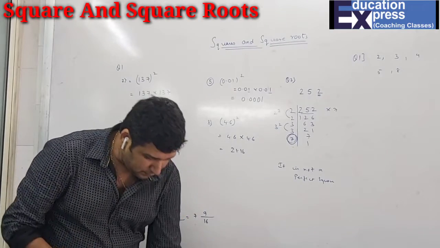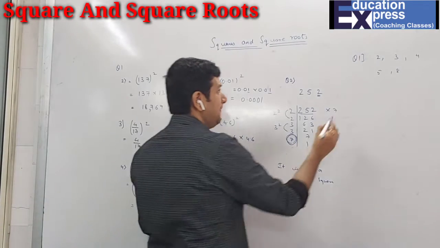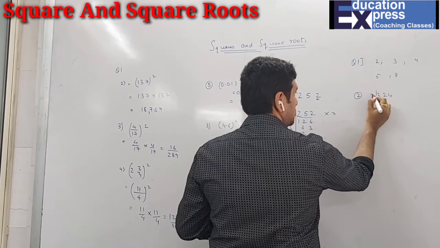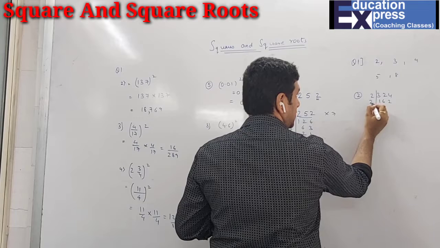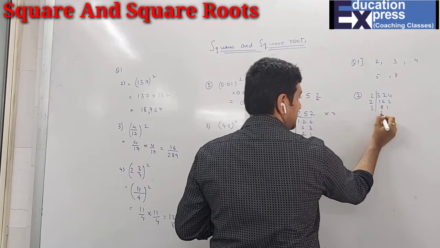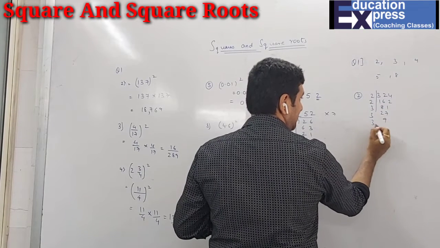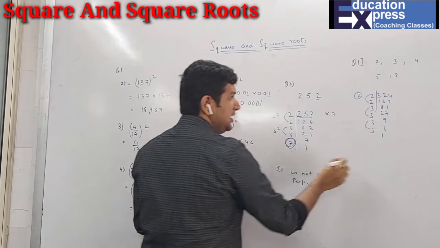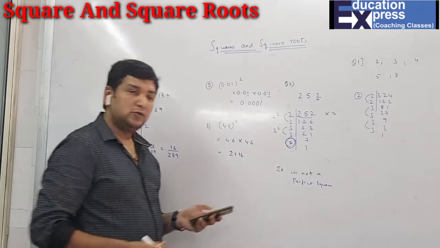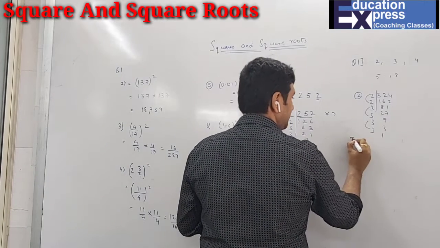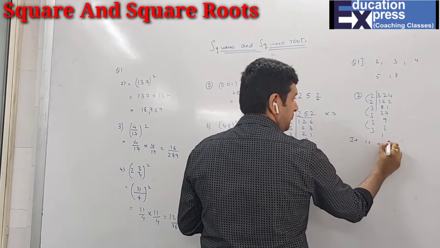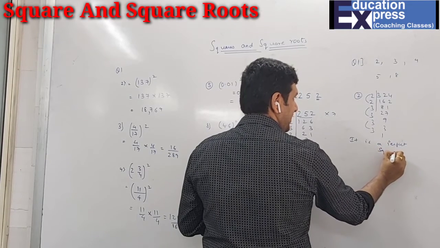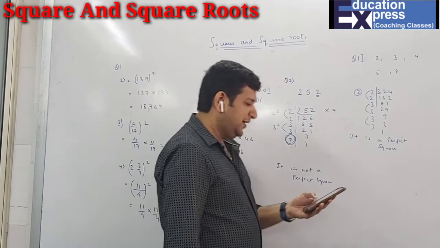Second, 324. So 2 twos are 4, 2 ones are 2, 3 twos are 6, 3 threes are 9, 3 threes are 9 and 3 ones are 3. So 2 square, 3 square, 3 square. That means each and every number has a square. So I can say yeah, it is a perfect square. Can I say that this now is a perfect square?